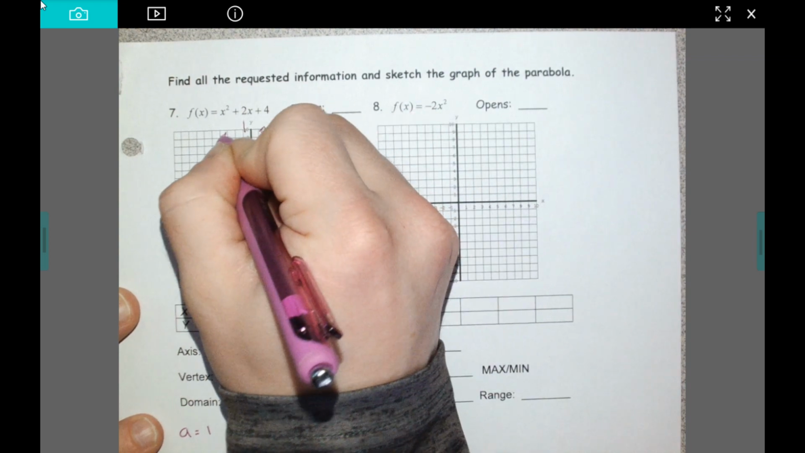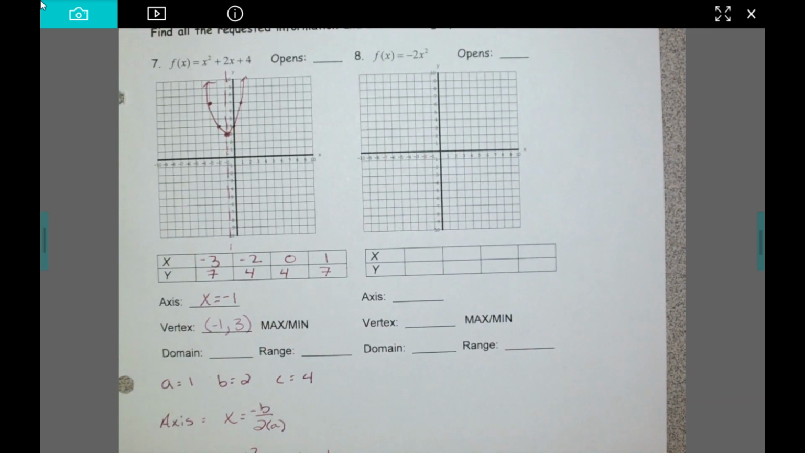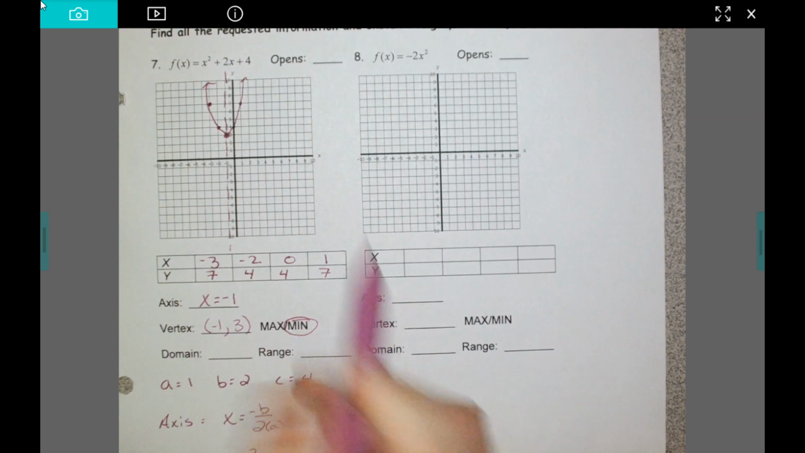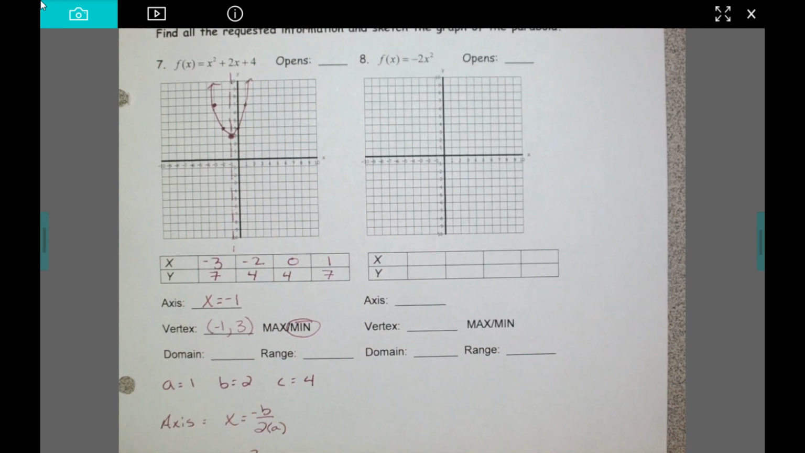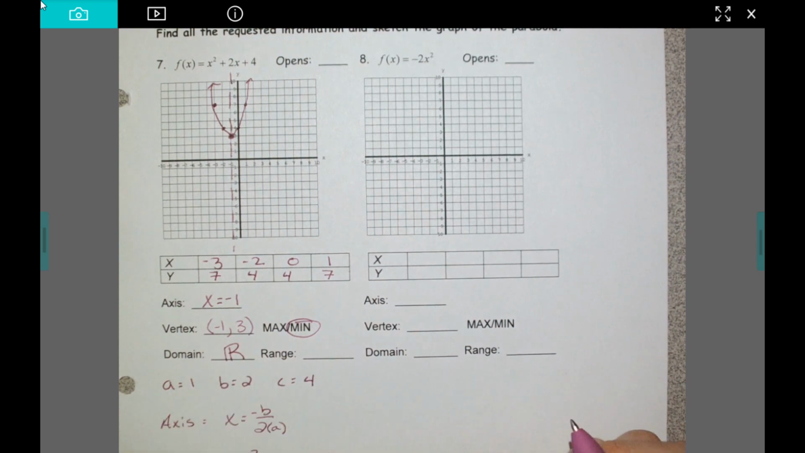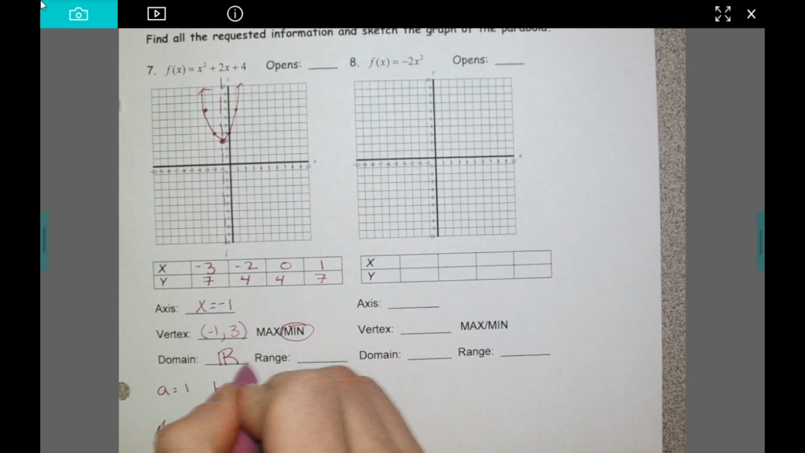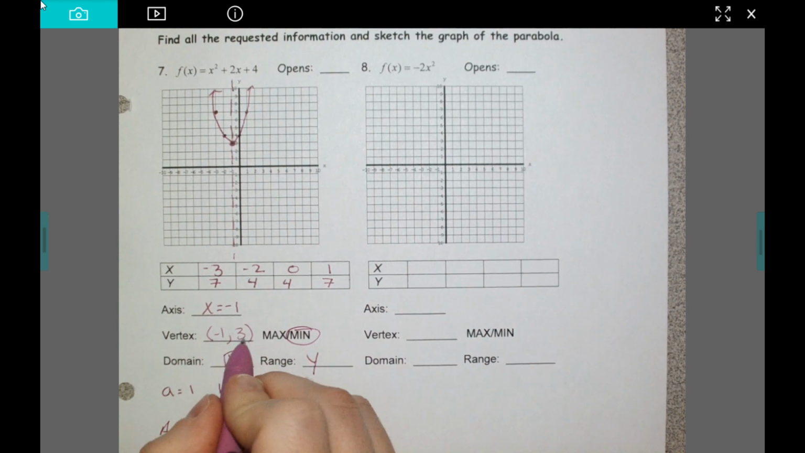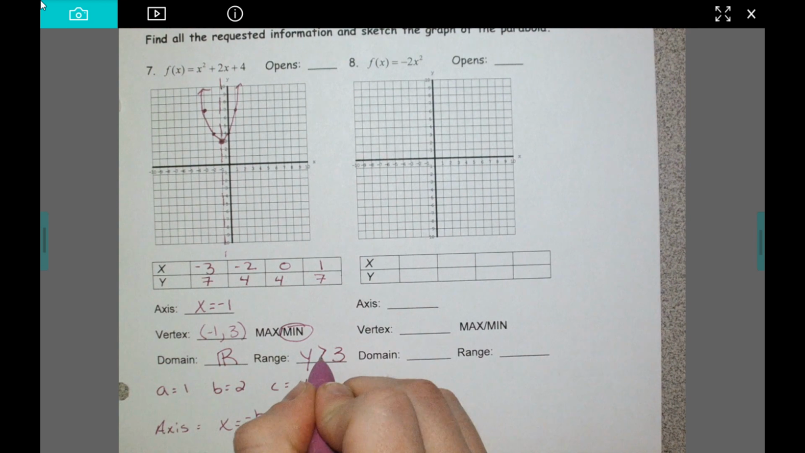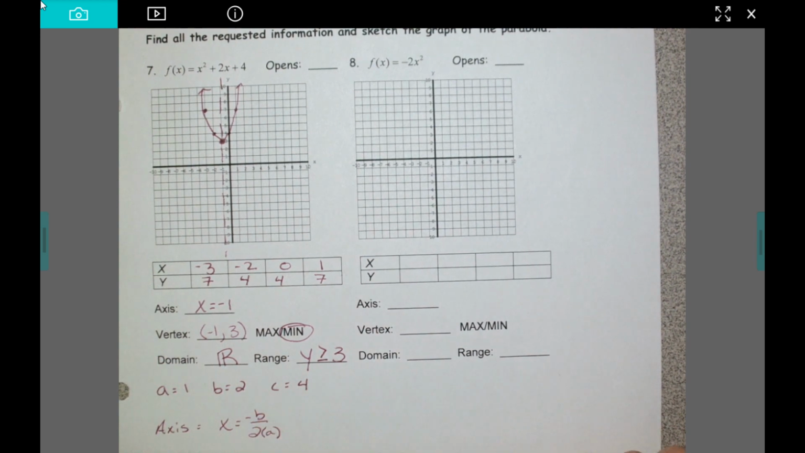Okay, so that's all the information we need for the graph right there. Finishing it up, I want to know, is it a max or a min? So you look at it, it is going to be a min because it's a valley, it's a low point. Domain, it's all reals every single time. And then my y for the range is going to be y, 3, and then since we're going up, it's going to be greater than or equal to.